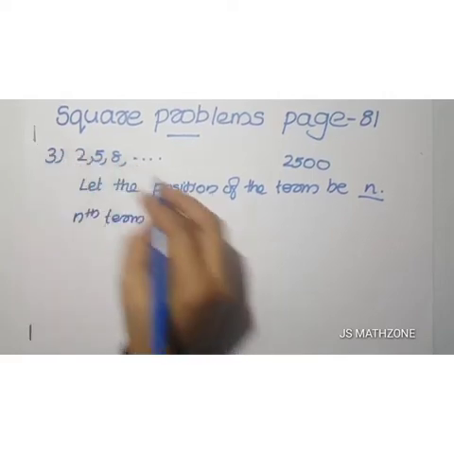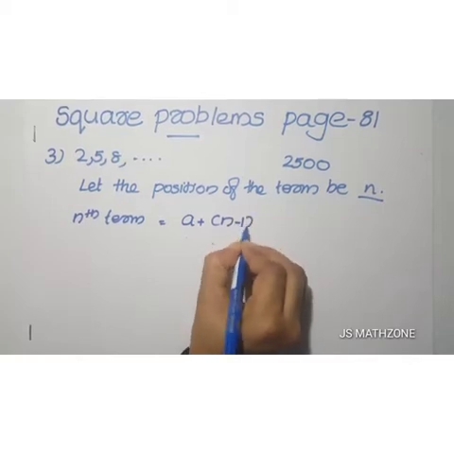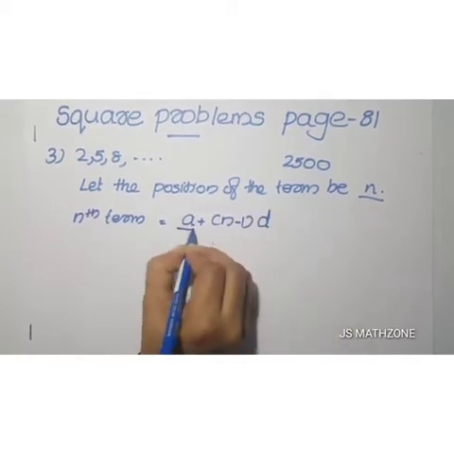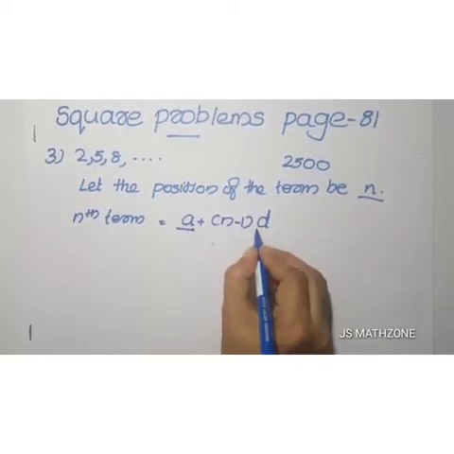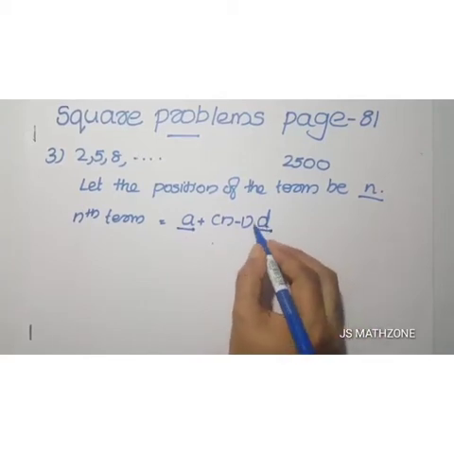Therefore, we have how to find the nth term of an arithmetic sequence. The nth term of an arithmetic sequence is x1 plus n minus 1 into d, or a plus n minus 1 into d, where a is your first term, d is the common difference.